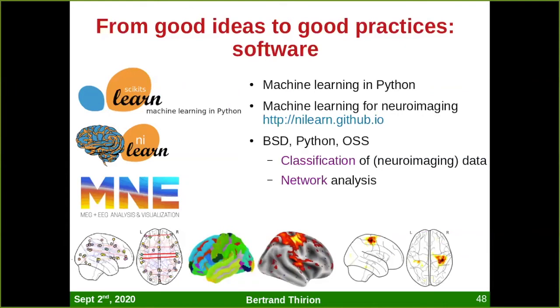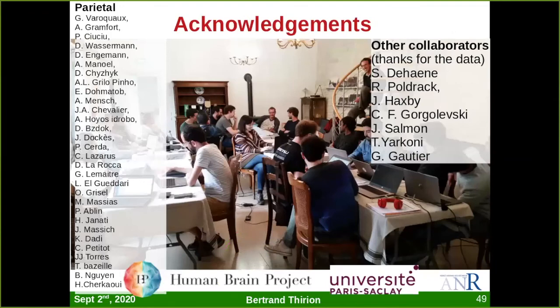Another point which is very important to me is that between good ideas and useful work, there is software, and you know that perfectly well. So my team has been contributing many Python software: first scikit-learn for generic machine learning tools, Nilearn for fMRI data analysis, and MNE, which is actually a common baby between Neurospin and Boston. And of course, this software is open, and please do not hesitate to interact with us on the improvement of these tools.